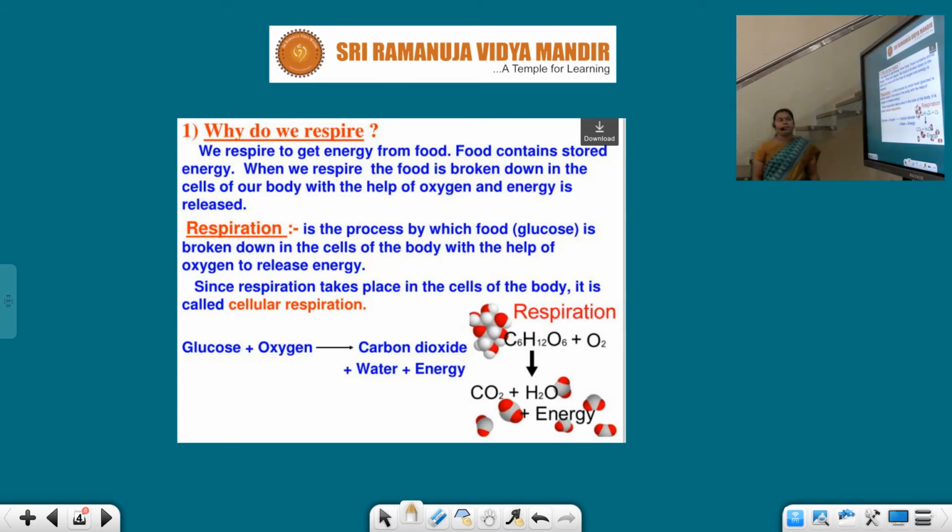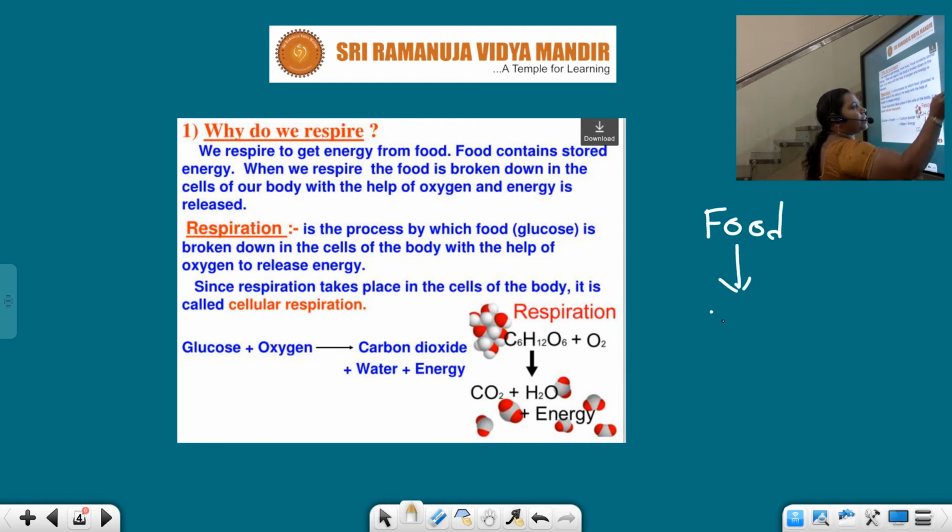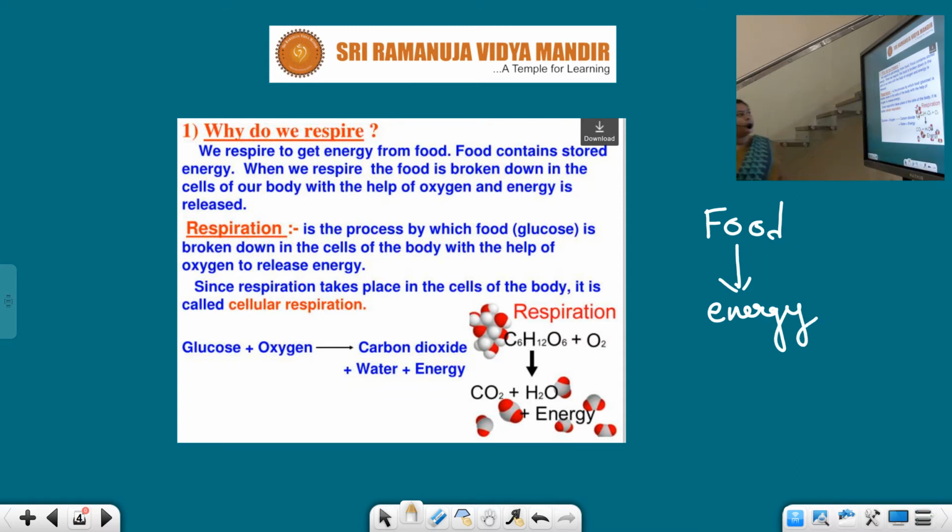Why do we respire? We respire to get energy from the food. Food contains stored energy. When we respire, food is broken down in the cells of our body, and with the help of oxygen, energy is liberated. This food breaks down to liberate the energy, that too in the presence of oxygen.